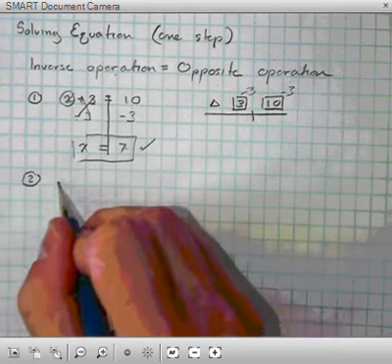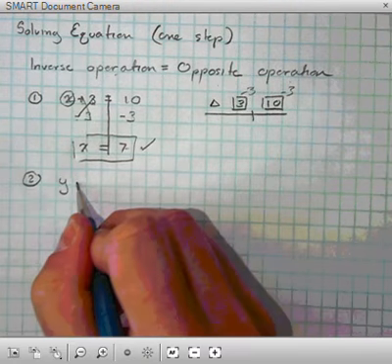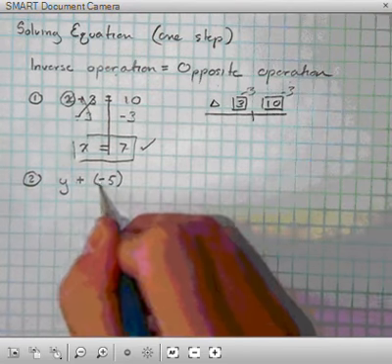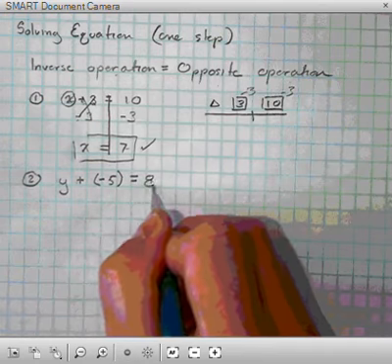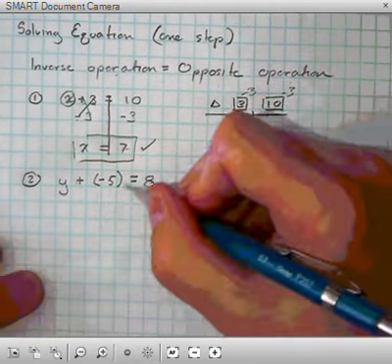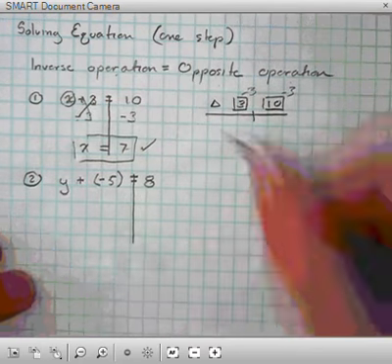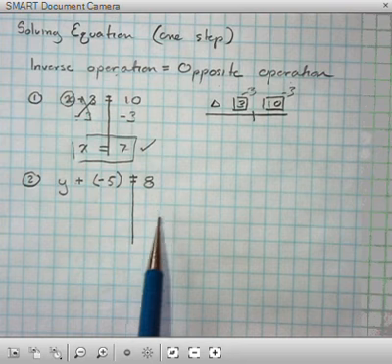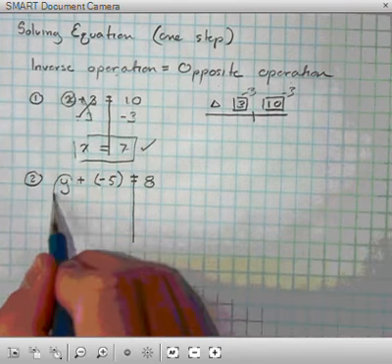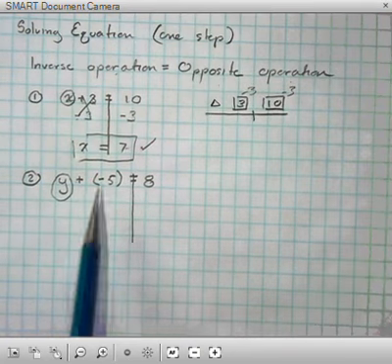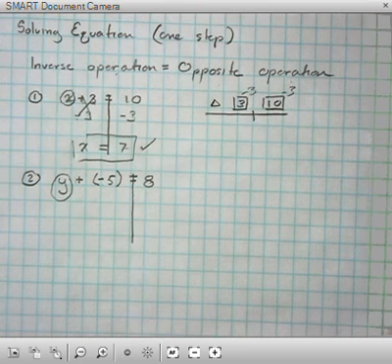Let's look at another example. Let's say I've got y plus negative 5 equals 8. I'm going to solve this the exact same way. I'm going to put a line right down the equal sign. That way it shows me really clearly both sides of my scale. Now I want to get that y by itself. So I have to get rid of that negative 5. How do I get rid of that negative 5?